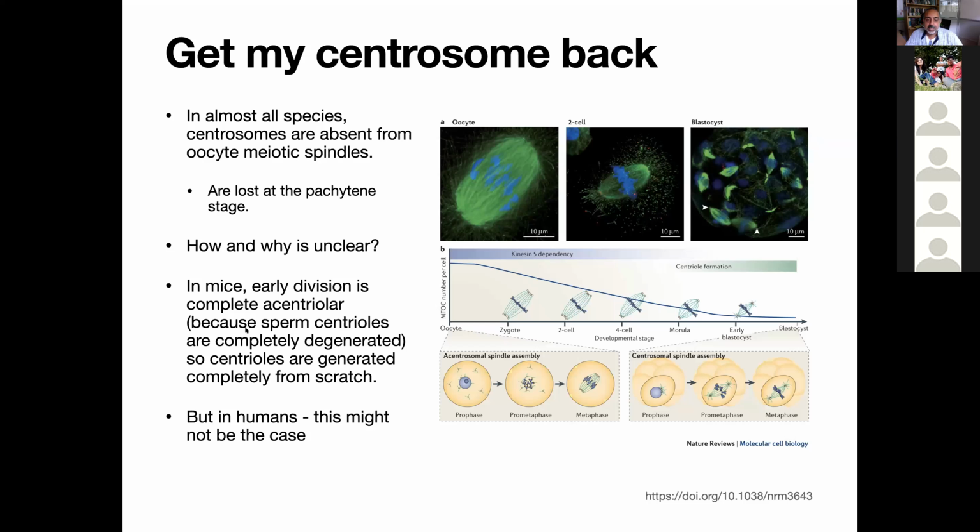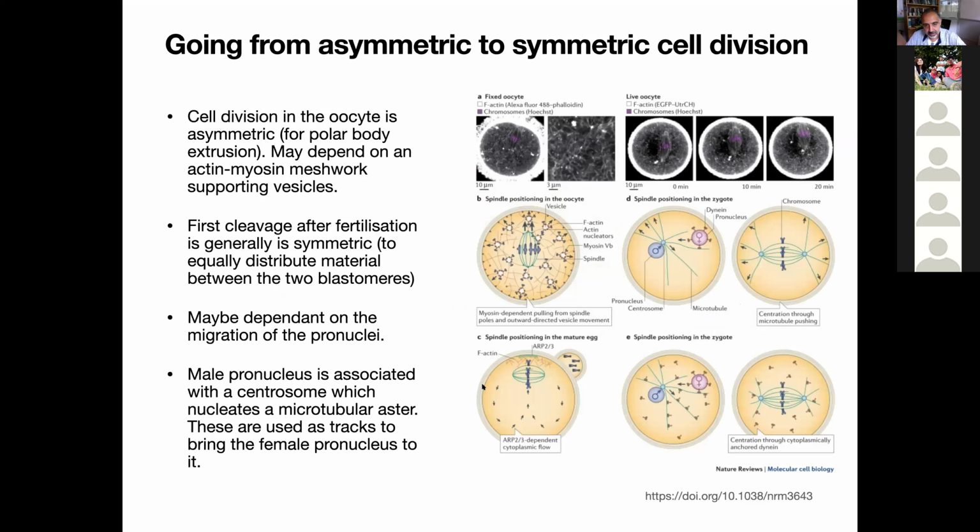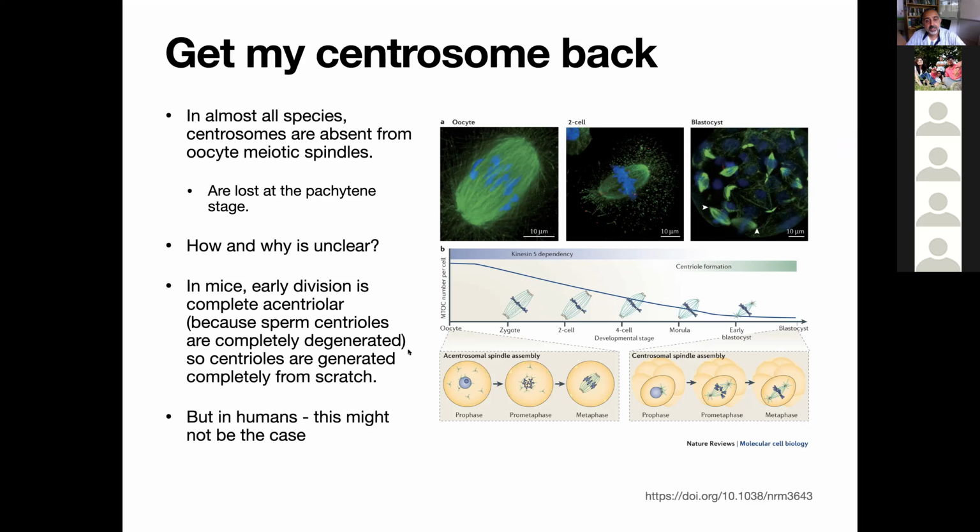Somehow, fertilization brings back the centriole. In mice, if you remember the structure of the sperm that I showed you, the centriole is attached to the paternal genome. In mice, that centriole is completely destroyed upon fertilization, so the centrioles are generated from scratch. But in humans, this might not be the case.